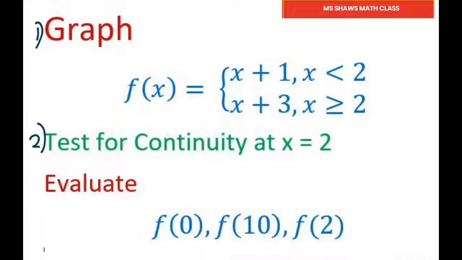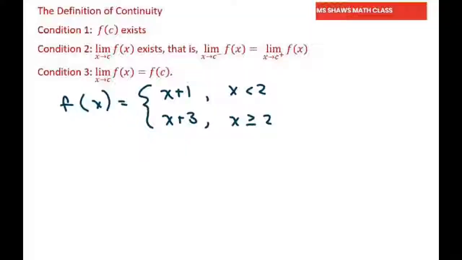Since the graph is changing at x equals 2, we want to see if it's continuous at that point, at x equals 2. And we also want to evaluate the function at these three x values. So the first thing we're going to do is test for continuity. And on testing continuity, there are three conditions that must be met.